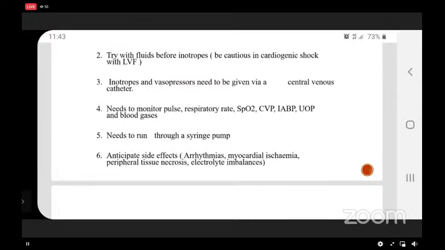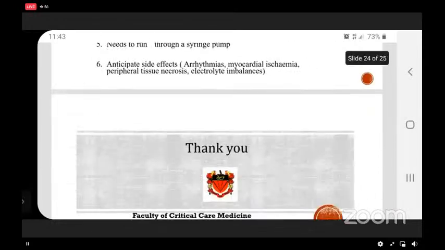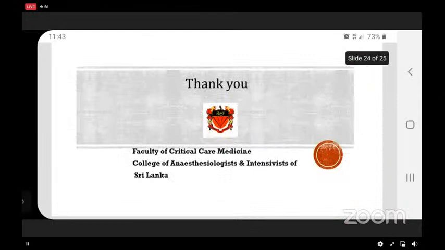You have to monitor them continuously when you are using an inotrope or vasopressor. And you need to run the inotropes or the vasopressors through a syringe pump with an on dose. And you have to anticipate side effects of these inotropes. For example, the arrhythmias, myocardial ischemia, peripheral tissue necrosis, and electrolyte imbalances. So we have to anticipate those side effects. So with that, I conclude my lecture.